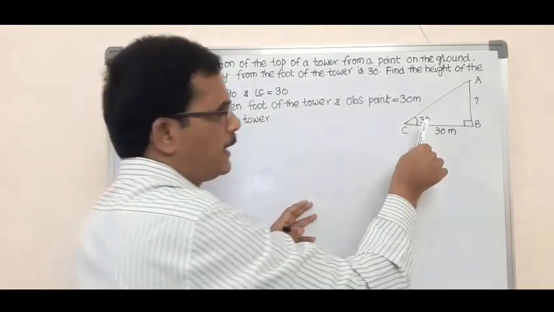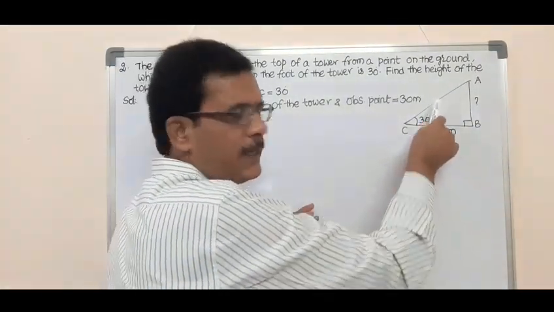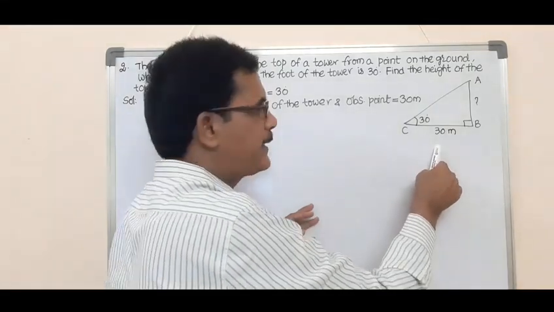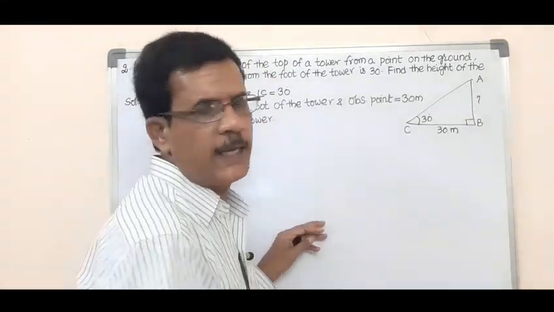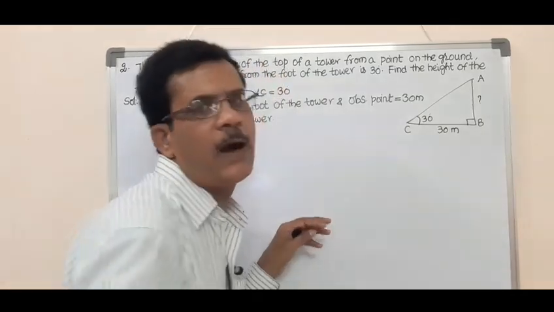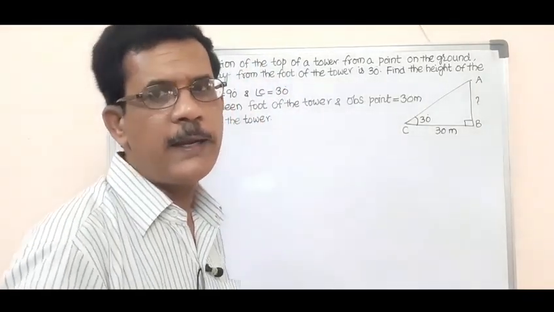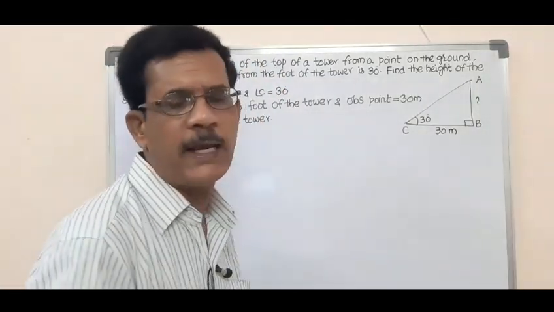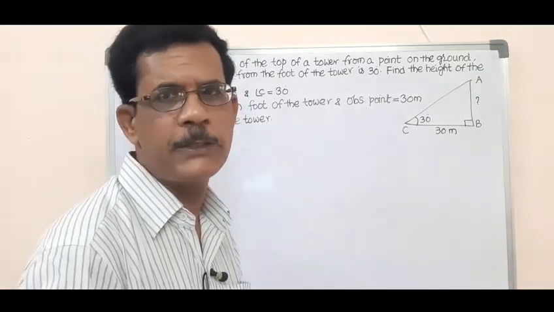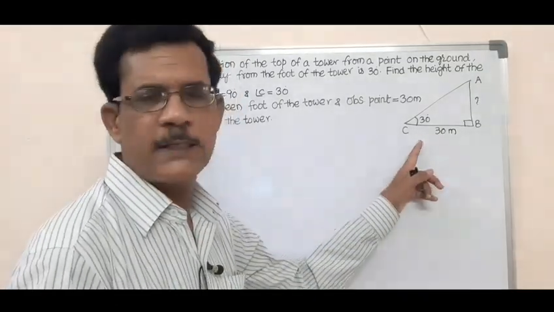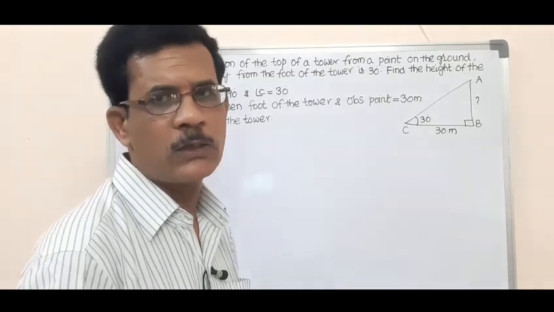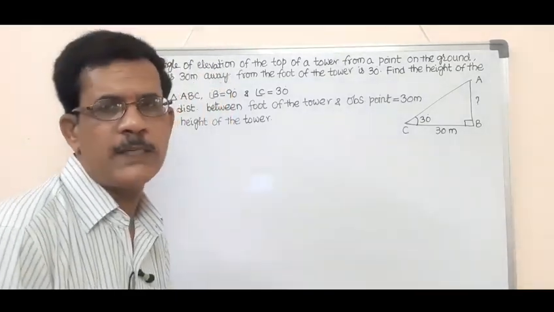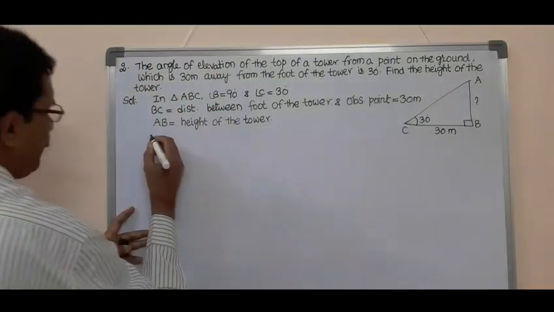See it, this is theta. To this theta, the 30 meters is called the adjacent side. We have to find the opposite side. So for the relation between the adjacent side and the opposite side, we can use tan theta or cot theta. Tan theta is opposite side to theta by adjacent side to theta. Cot theta is adjacent side to theta by opposite side to theta. So we use tan theta, that is opposite side by adjacent side.